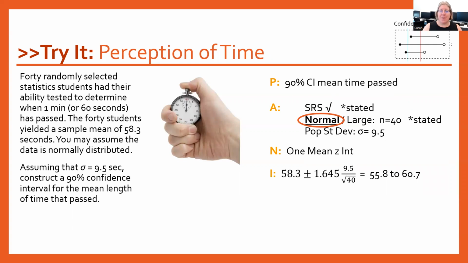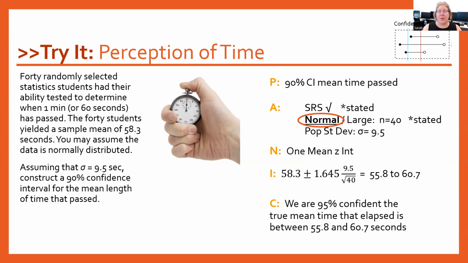We'll take the 58.3 average plus or minus 1.645. That 1.645 is tied to that 90% level. And then times 9.5 over the square root of 40. So I got somewhere between 55.8 to 60.7. And so C is our conclusion and context. So we are 90% confident the true mean time that elapsed is somewhere between 55.8 and 60.7 seconds.